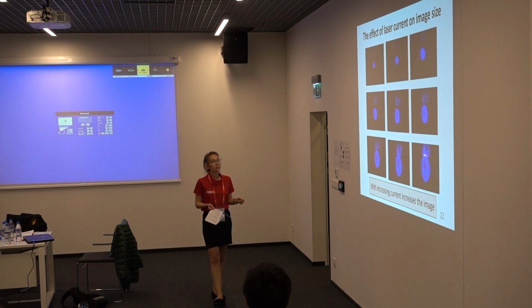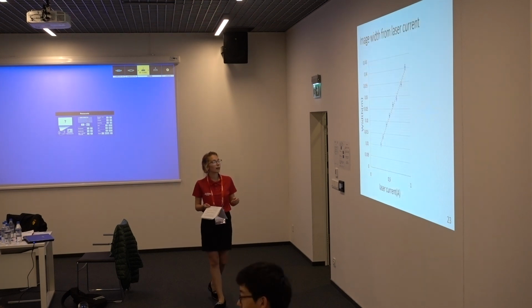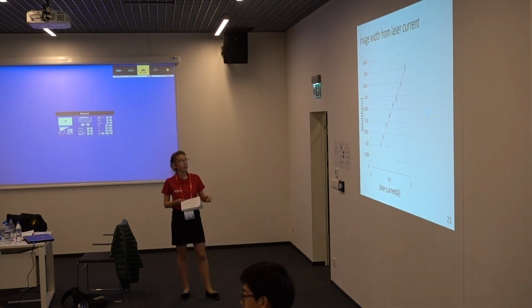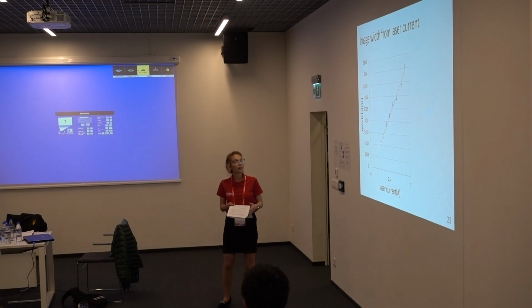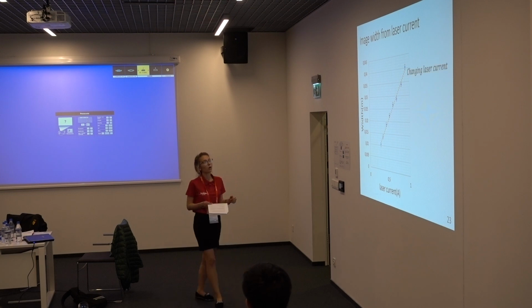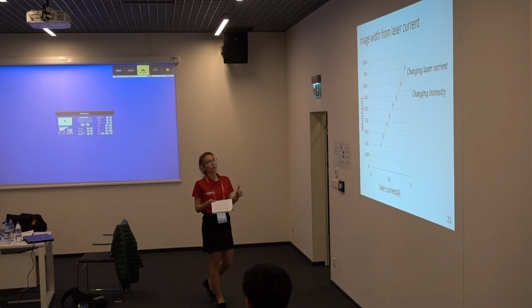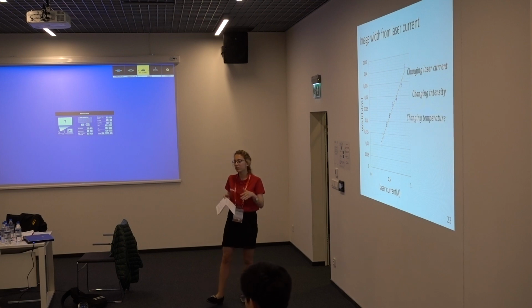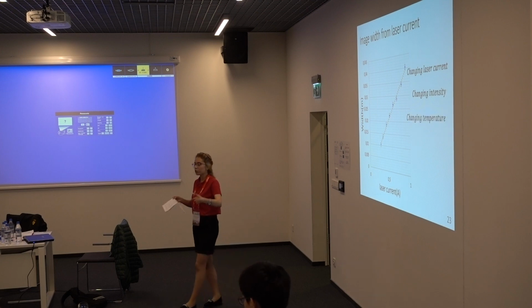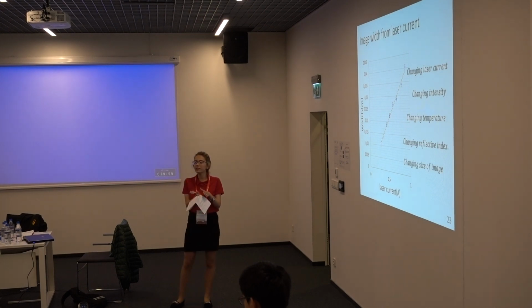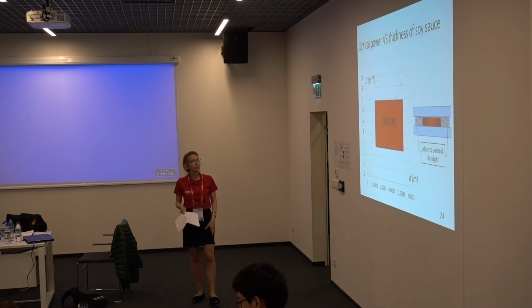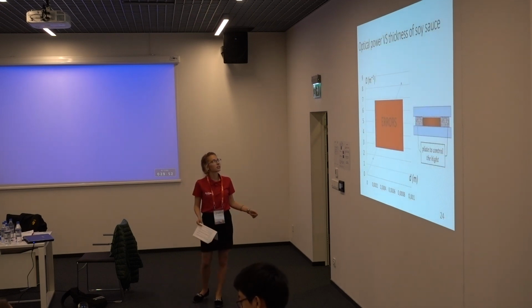This experiment is on the next slide, and we obtained it on the graph. And how can we explain this dependence? We change the laser current. Therefore, we change the intensity in the source. Therefore, we change the temperature and the refractive index. If we change the refractive index, our rays have a bigger size. Therefore, we have the next dependence.